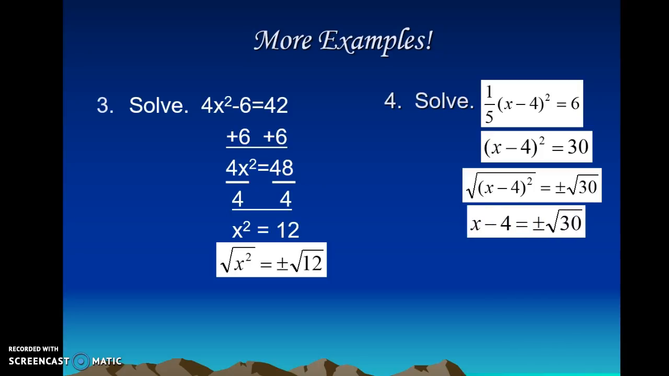Add 4 to both sides. The square root of 30 can't be simplified, so this would be answered in simplest radical form. But if we took a minute and used a calculator, we would have to do 4 plus the square root of 30 and 4 minus the square root of 30.